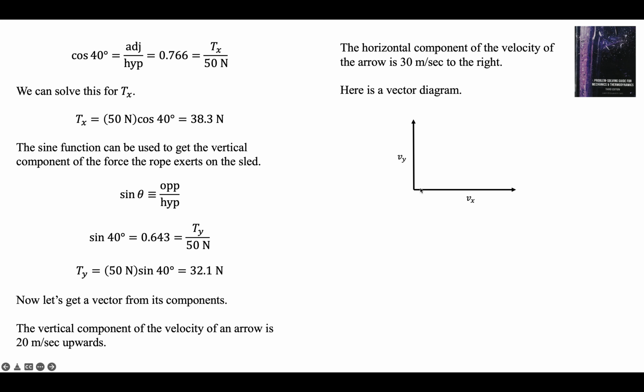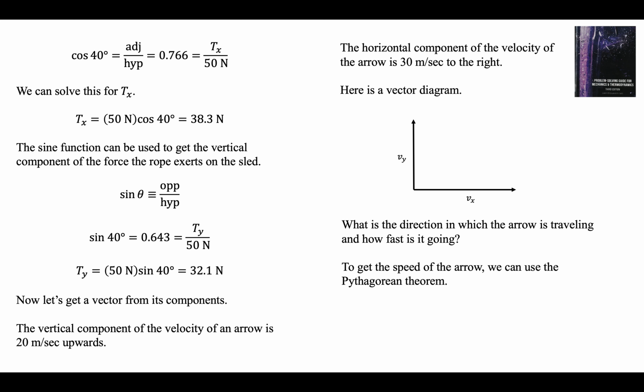How fast is the arrow going? It's going in this direction. And what direction is it going? What angle is it traveling? To get the speed, we can use the Pythagorean theorem. We have the two sides. We need the hypotenuse.